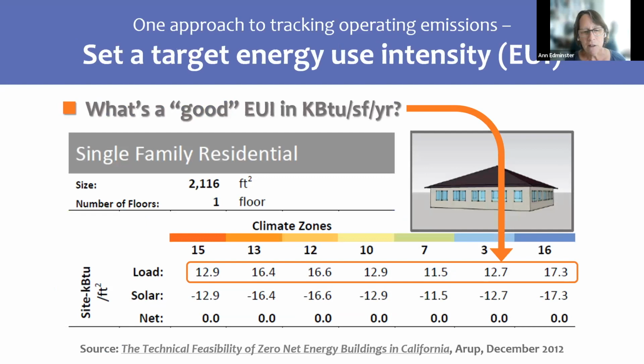Where we start, this is one approach that you can use to at least get yourself on a pathway: set a target energy use intensity. And here's an example looking at climate zone 3. This is taken from a research report done for the state about 10 years ago. These numbers are still pretty valid. To achieve net energy, a good EUI in climate zone 3 is 12.7.